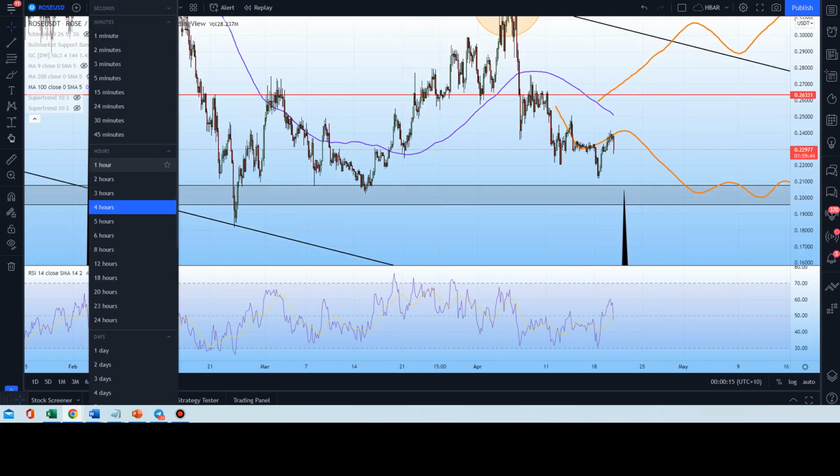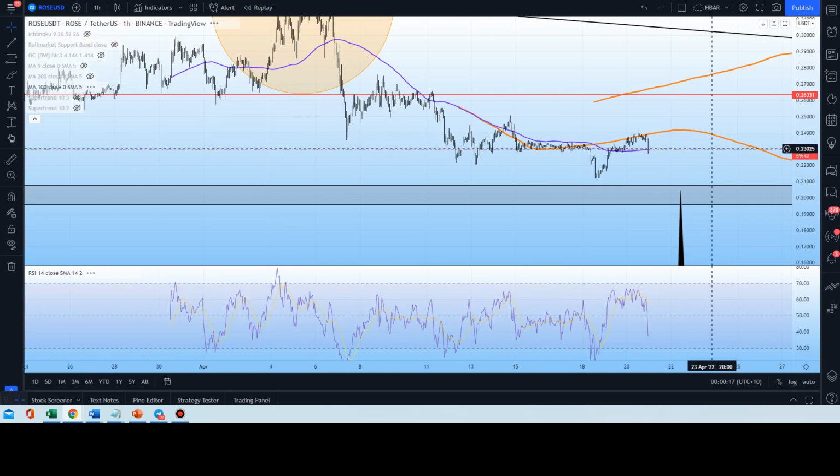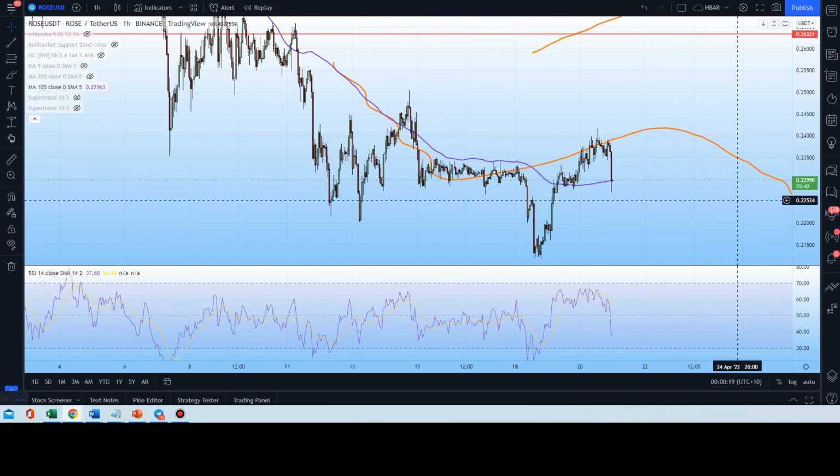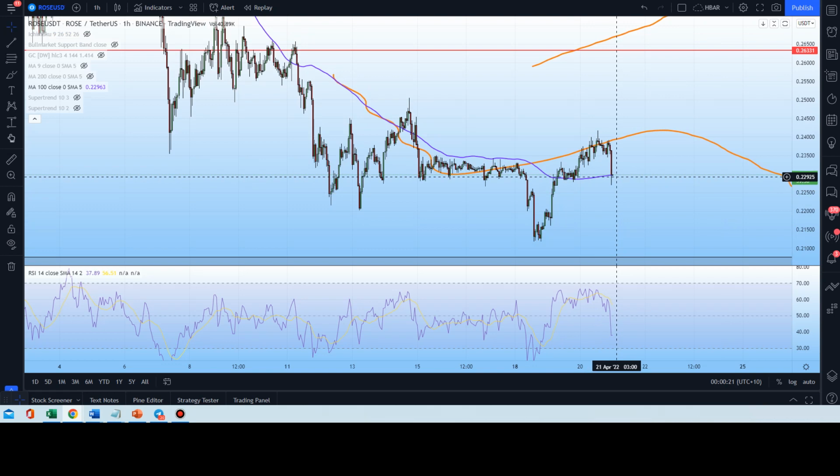And let's take a look at the smaller time frame, see what happened over here. We got rejected. So as we can see, pretty strong rejection. We are finding support here. There's a good chance we can bounce a little bit off this 100-day moving average.